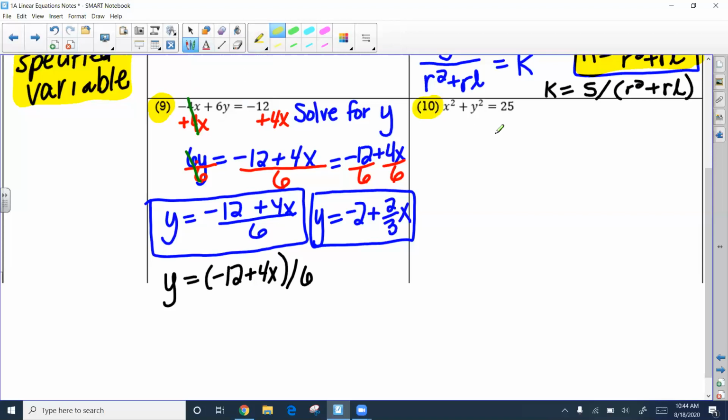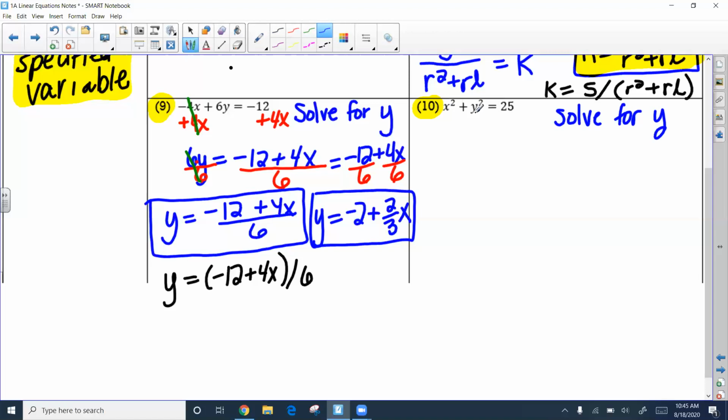Okay, so number 10, we have x squared plus y squared equals 25. Now, the goal, once again, is I'm going to have you solve for y. So we're going to try to isolate the y. We're going to have to use some of the skills we have been using, but you'll notice there's another skill that we're going to have to use to get rid of the squared part.